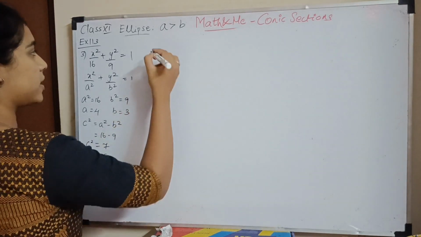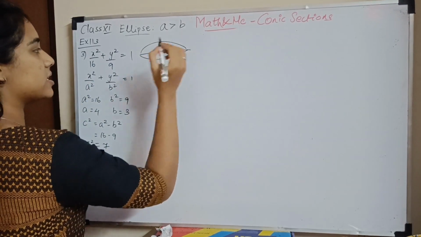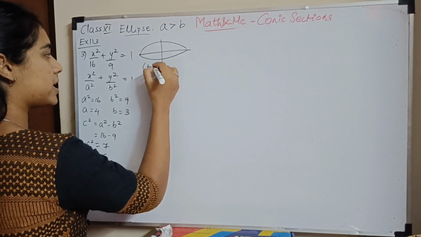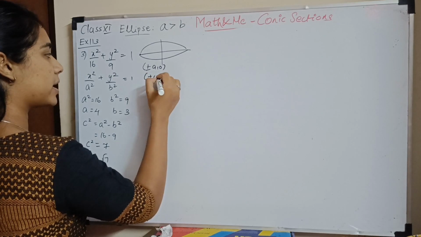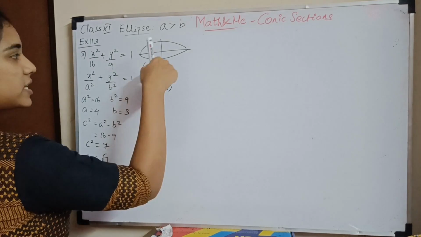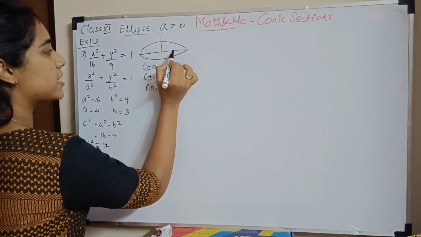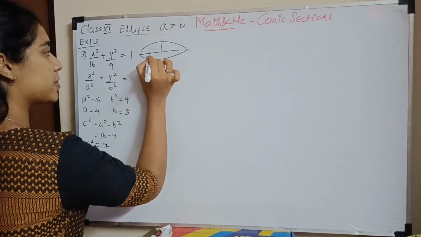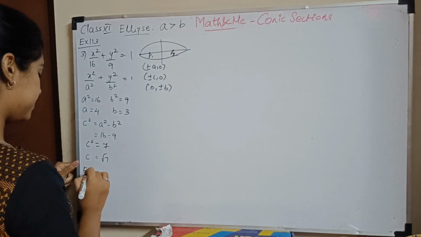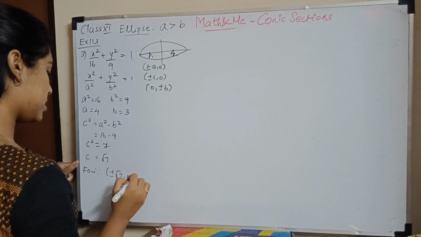So how does my ellipse look like? Below x there is a, so it is something like this. So what will my coordinates be? It will be plus or minus a comma 0, plus or minus c comma 0, 0 comma plus or minus b. Okay. So these are my coordinates and this is how my ellipse looks like, and this is my foci. Okay. So this is my focus 1, focus 2. So what are my foci? Plus or minus c comma 0, which is plus or minus root 7 comma 0.